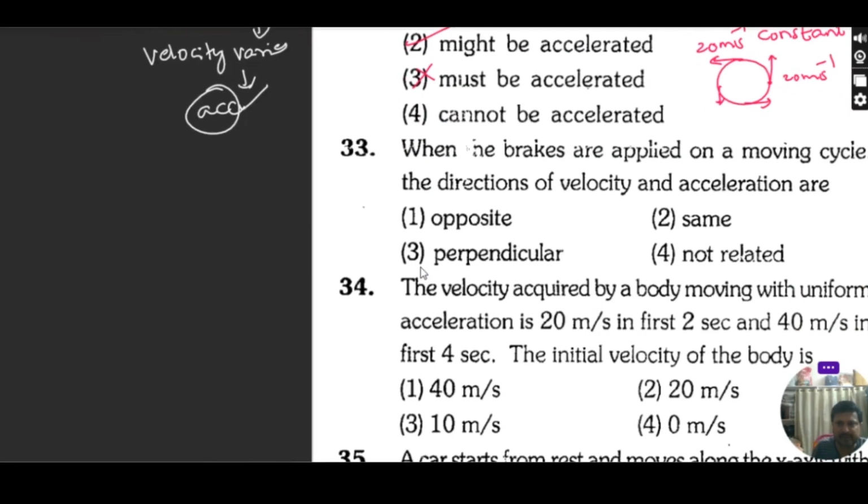Next, 33. When the brakes are applied on a moving cycle, the direction of velocity and acceleration are? Already we know very well, velocity determines the direction of motion. When the brakes are applied, the body slows down. Why does it slow down? Because of the acceleration, that means the change in velocity is acting opposite to the direction of velocity. So when brakes are applied, the direction of velocity and acceleration are opposite to each other.